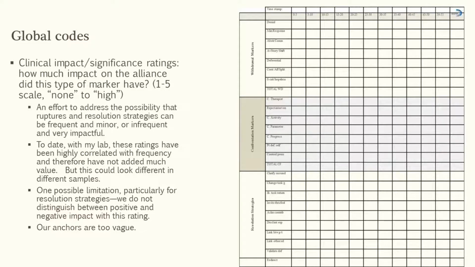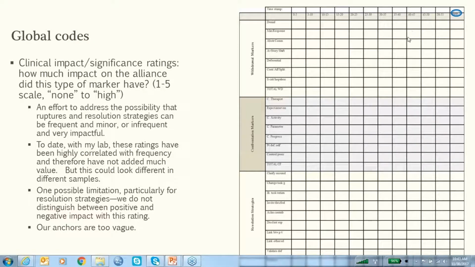Okay, so the next is the global codes. I just wanted to explain these a little bit, and hopefully you can see in the corner of your screen the significance rating that you make after you've coded all of the markers. This rating is trying to get at how much impact this had on the alliance, using a 1 to 5 Likert-type scale, ranging from no impact to high impact.